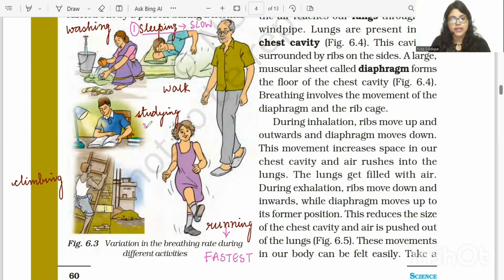Next, the person who is studying, because we are not doing any kind of physical activity, the boy who is studying, उसका भी breathing rate कम होगा. Next, the woman, she is washing utensils. Not much hard work is required. So her breathing rate will be comparatively more than the other two individuals, but less than the person who is walking or climbing or running. Next, the person who is climbing, like normal climbing में थोड़ा सा heart rate, breathing rate बढ़ता है. Then comes walking. And finally, the girl who is running will have the highest breathing rate.